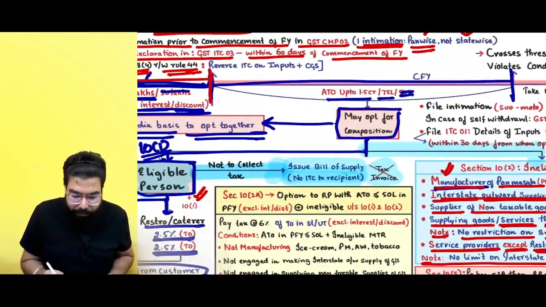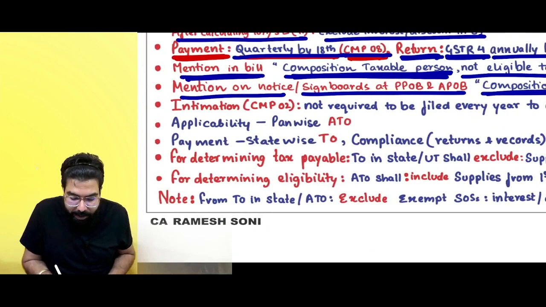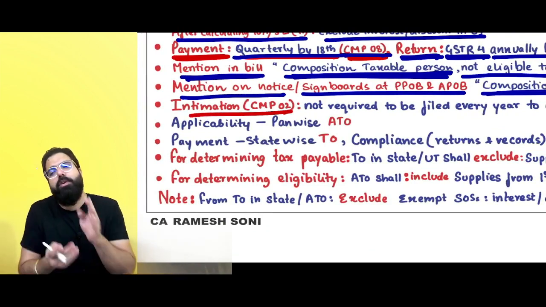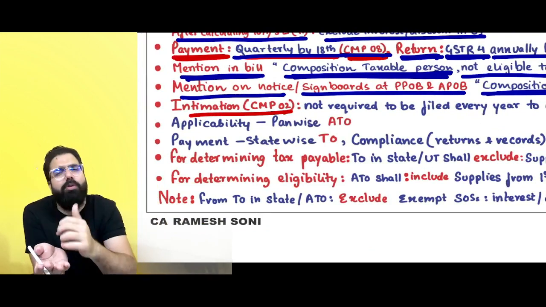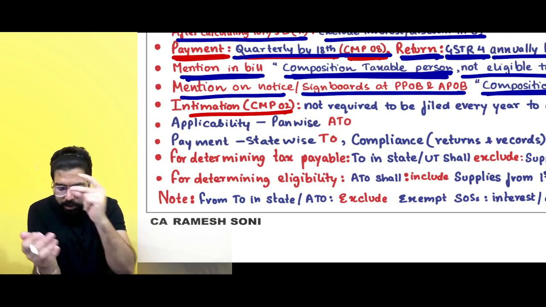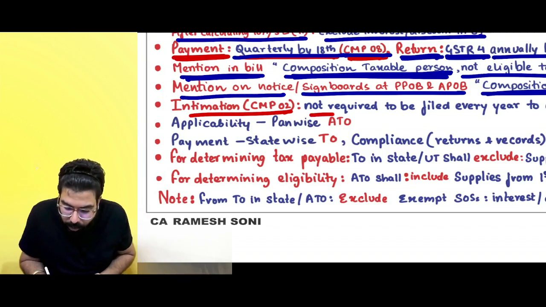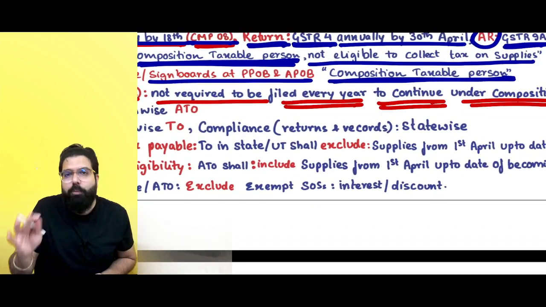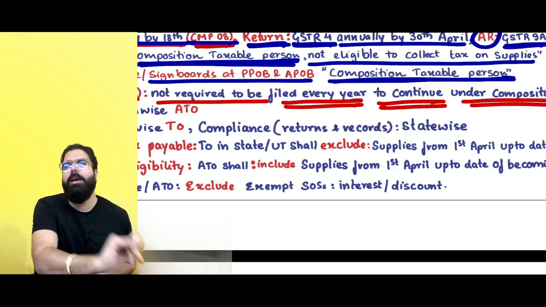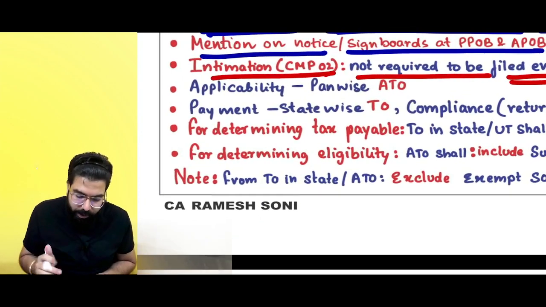Everyone listen to me very carefully. The next one over here is intimation 02. What is intimation 02? If you want to switch into the composition scheme, you have to file CMP 02. Sir, do I have to file CMP 02 every year? No, you don't have to file every year. It is not required to be filed every year to continue under the composition scheme. Once you have filed, unless you become ineligible, it will continue. Done, sir. Applicability.